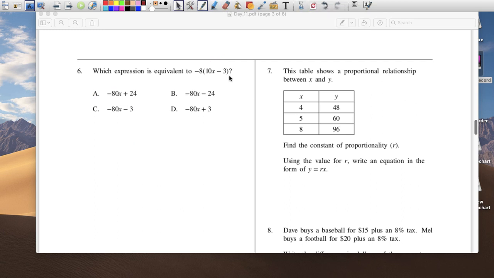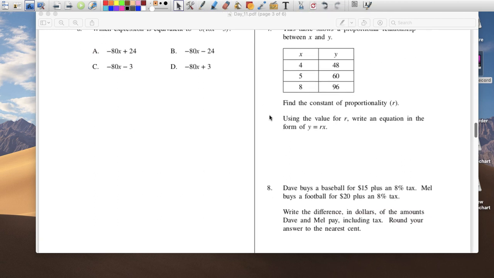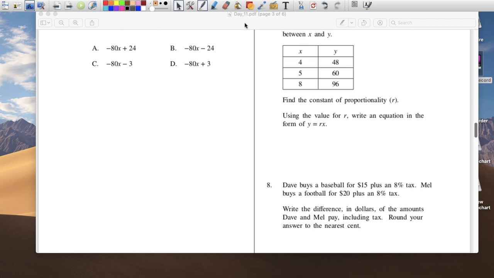7. This table shows a proportional relationship between x and y. So it is proportional, and we can confirm. If you see the relationship here, it's times 12, times 12, times 12. Using the value for r, write an equation in the form of y equals rx. So we want to find a constant of proportionality, which is k. I don't know why they use r. It should be k. The constant of proportionality is y over x.